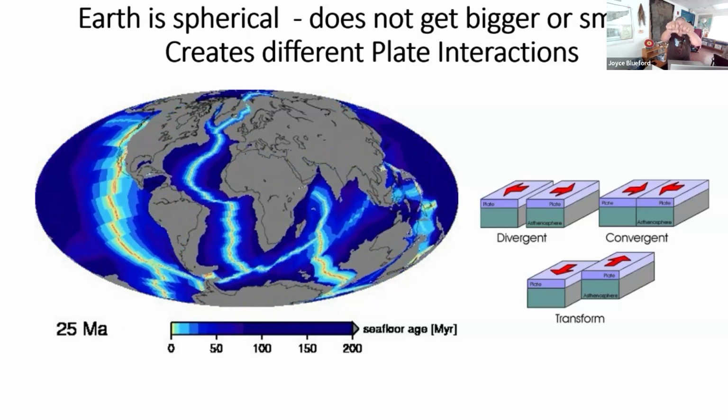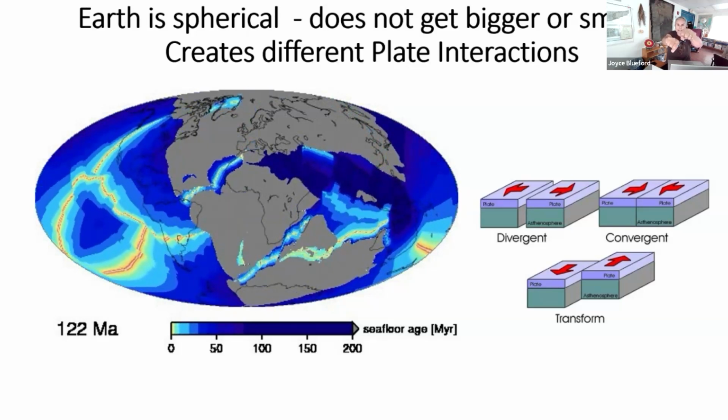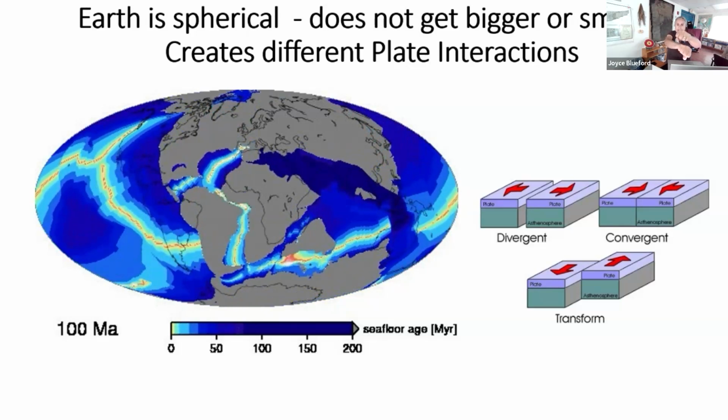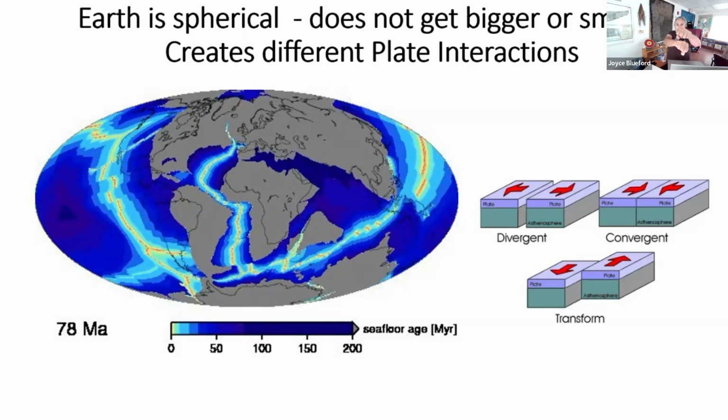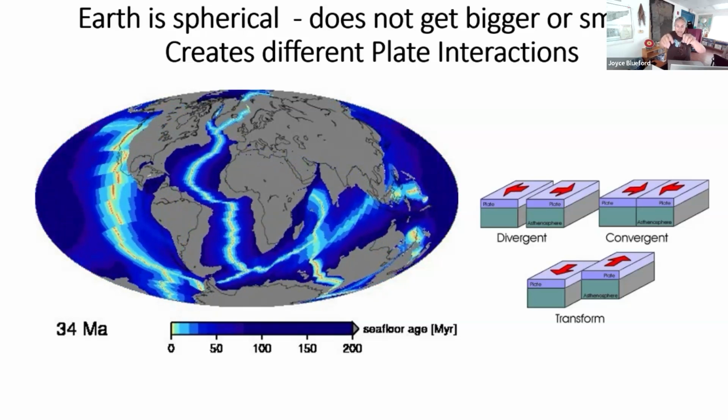That's why they're so high. Or you can have subduction, where an oceanic plate, which is denser, goes underneath a continental plate. And then this creates volcanoes. All of them create earthquakes, however.